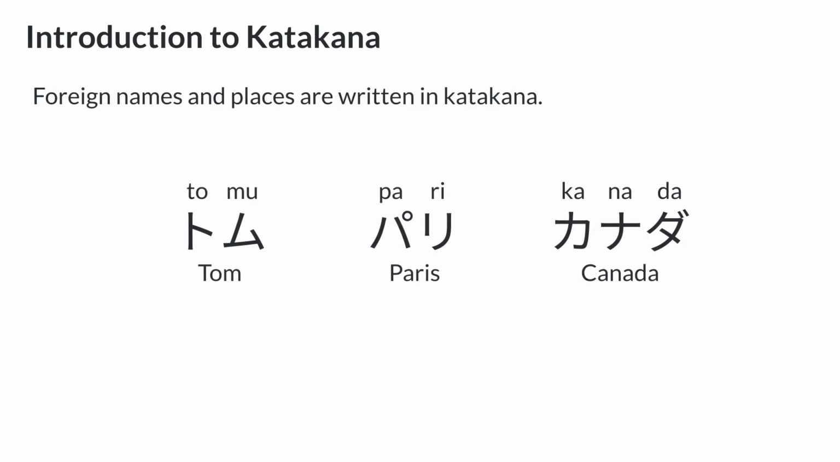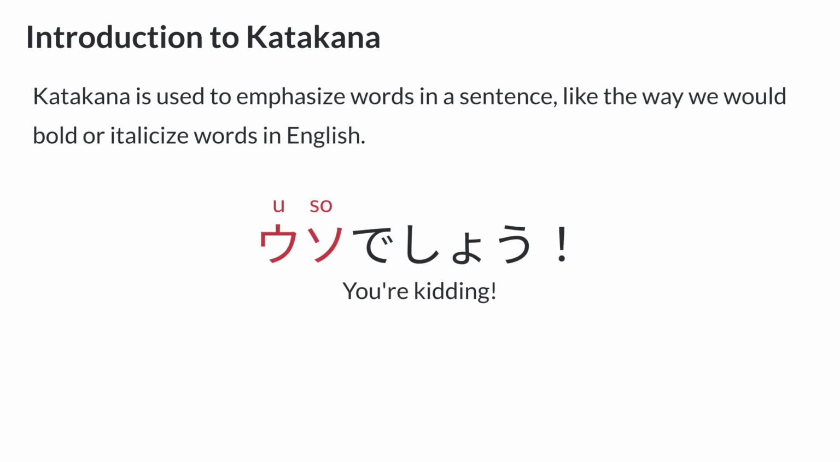You'll also see foreign names and places written in katakana, like Tomu for Tom, Paris for Paris, and Canada for Canada. Occasionally, you may see katakana used to emphasize words in a sentence, similar to the way we would bold or italicize words in English.